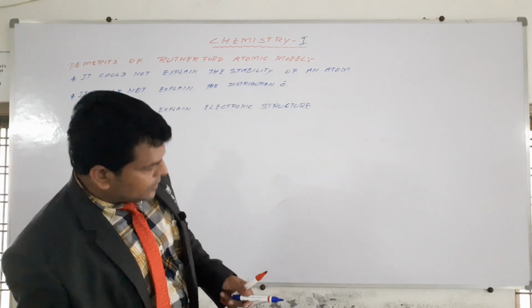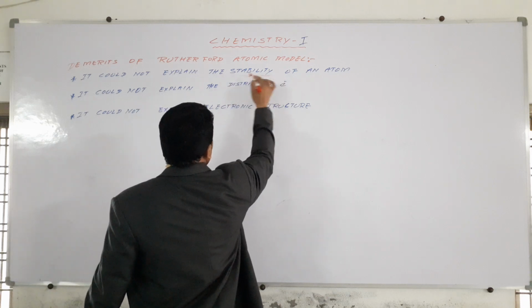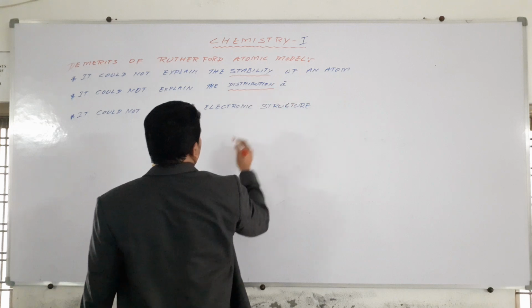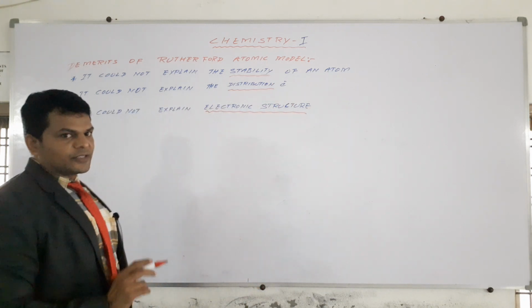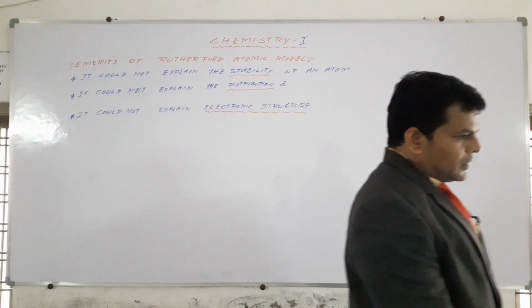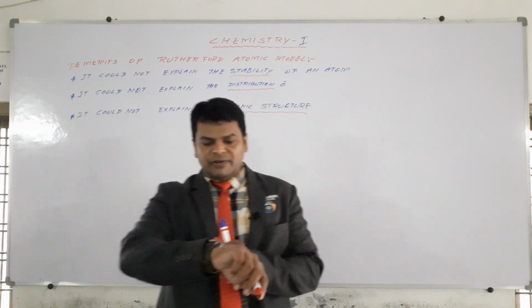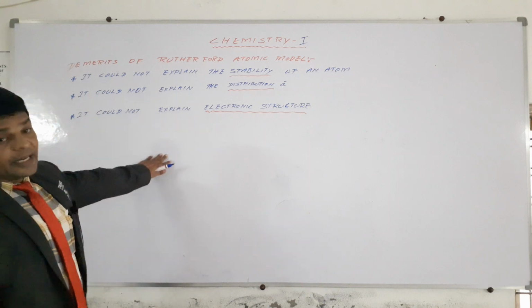So it could not explain the stability of the atom. Next, it could not explain the distribution of electrons, and it could not explain the electronic structure of an atom. It is briefly about the Rutherford atomic model. So these are the demerits.